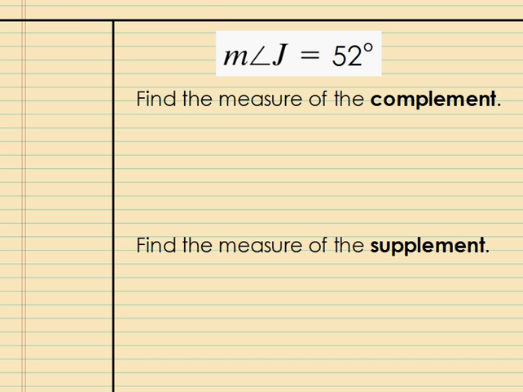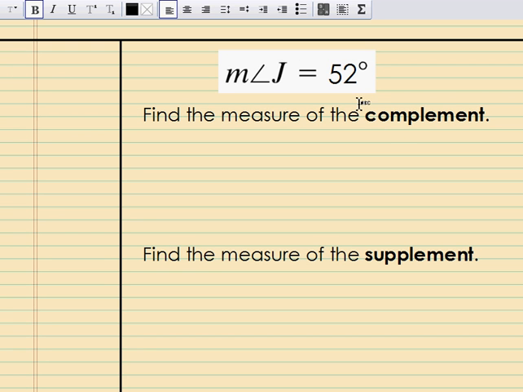Okay, so you might see questions that look like this. Let's say the measure of angle J, this M just stands for measure, the measure of angle J is 52 degrees. What is the measure of the complement? Well, you know that the complement is two angles that sum up to 90 degrees. So we have one angle is 52, plus another angle, let's call it x, is 90 degrees. So this gives us an equation that we can solve.